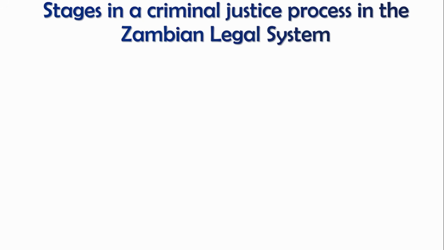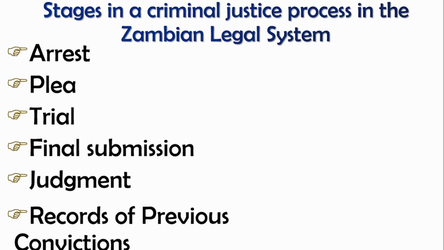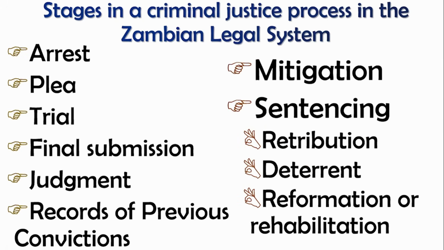So all in all, we have looked at the stages in a criminal justice process in the Zambian legal system. We have arrest, plea, trial, final submission, judgment, records of previous convictions, mitigation, sentencing, and the three principles under sentencing, which are retribution, deterrent, and reformation or rehabilitation. So these are the stages.